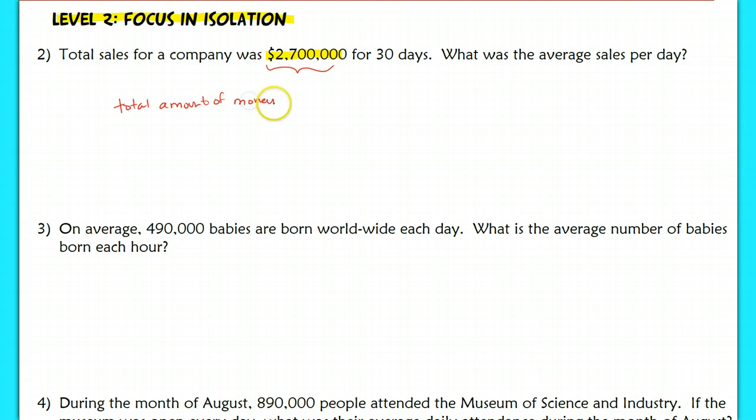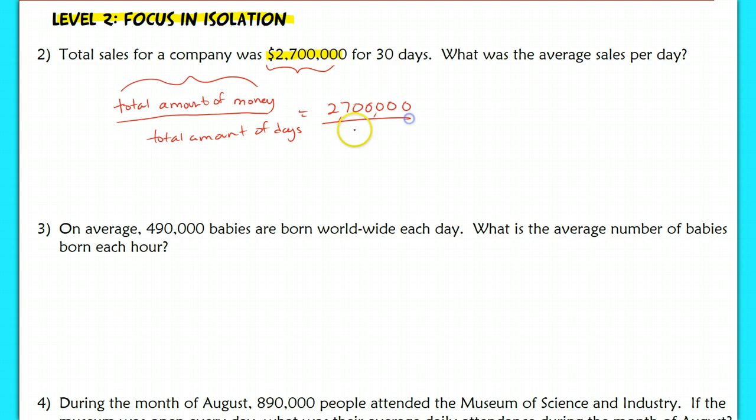and I'm going to divide that by the total amount of days, which is very similar to what we do in just a normal average. It's just that now this total has already been given to us. The sum has already been given to us. So we have $2.7 million divided by 30. And so we're going to divide those two numbers.